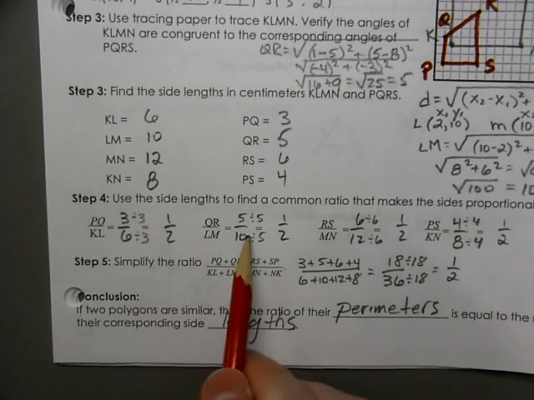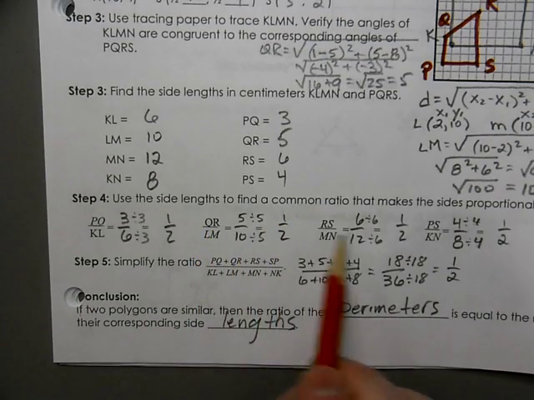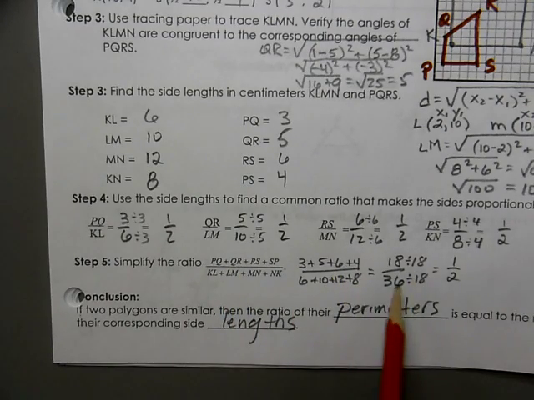So we looked for the corresponding parts and we reduced those, and we got halves every time, and we took the perimeters and we reduced those, and we also got a half. That's not a coincidence. That will always happen with similar polygons.